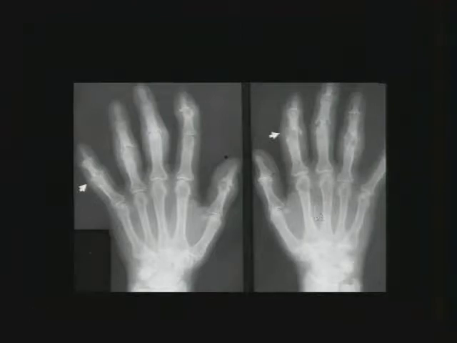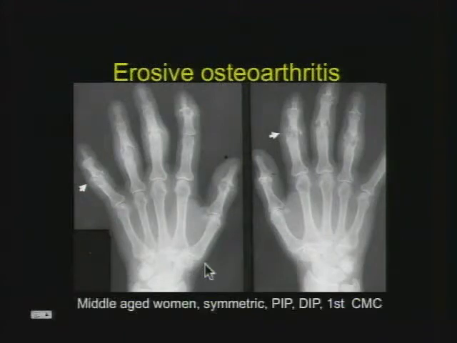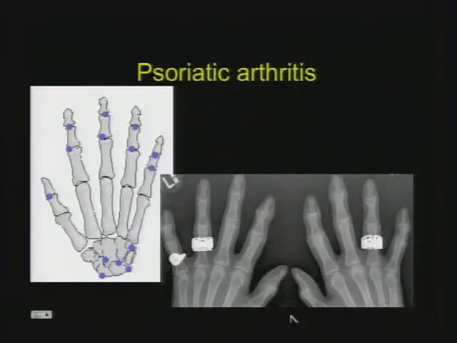It would be psoriatic. It could look a lot like this. Very hard to tell the difference, but number one would be erosive OA. If it's in the OA pattern, it has osteophytes and erosions. Now, she doesn't have the first carpometacarpal joint involved that many of these patients do. And they're usually middle-aged women. It's symmetric, and it's in these distributions. We'll go over the little seagull look to it in a second.